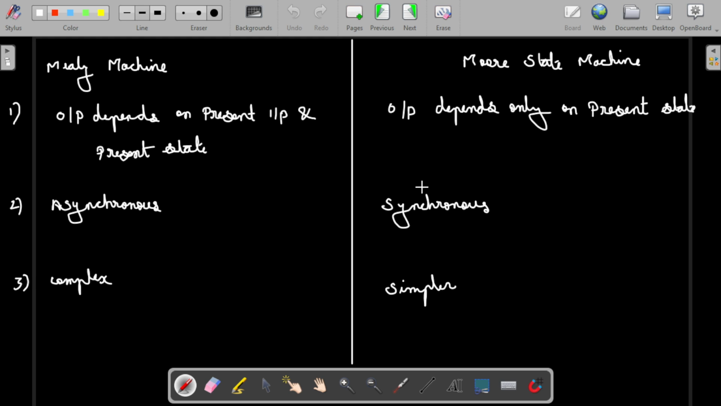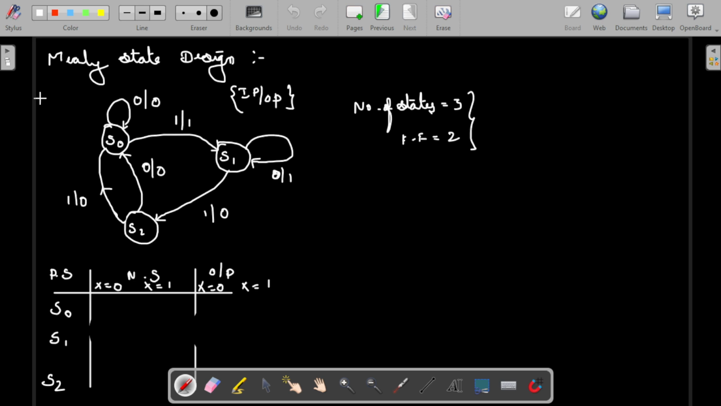Mealy has fewer states compared to Moore, so fewer flip flops. So we can design it in a much easier manner, and the requirement of flip flops will be very minimal. So let's see how we can design a Mealy state machine.